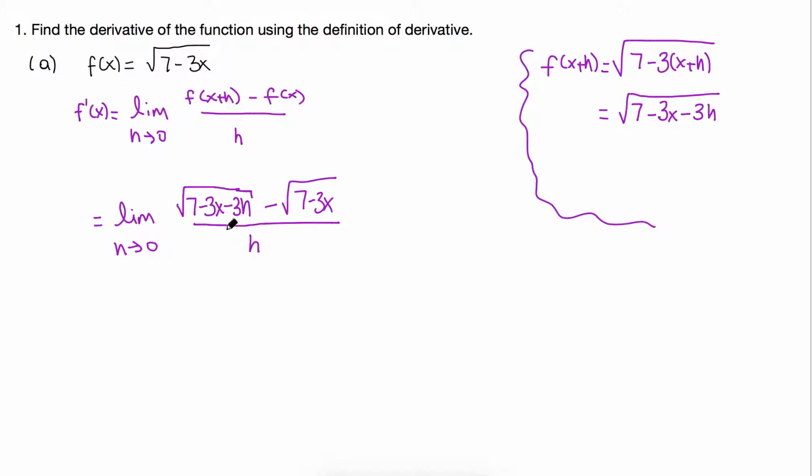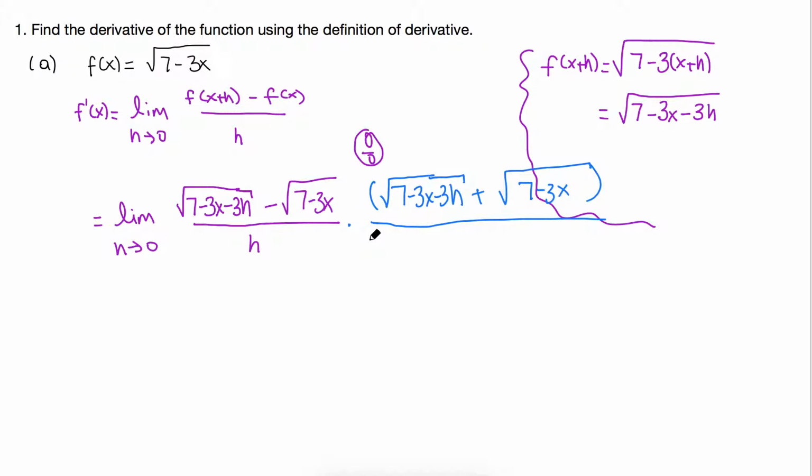Once again, like the other derivative questions, this will give us 0 over 0 indeterminate form, and we have a radical in the numerator. To get around that, we will multiply the fraction by the conjugate, and we will also divide it by the conjugate. So that's the square root of 7 minus 3x minus 3h plus the square root of 7 minus 3x. And we're going to divide by the same thing.